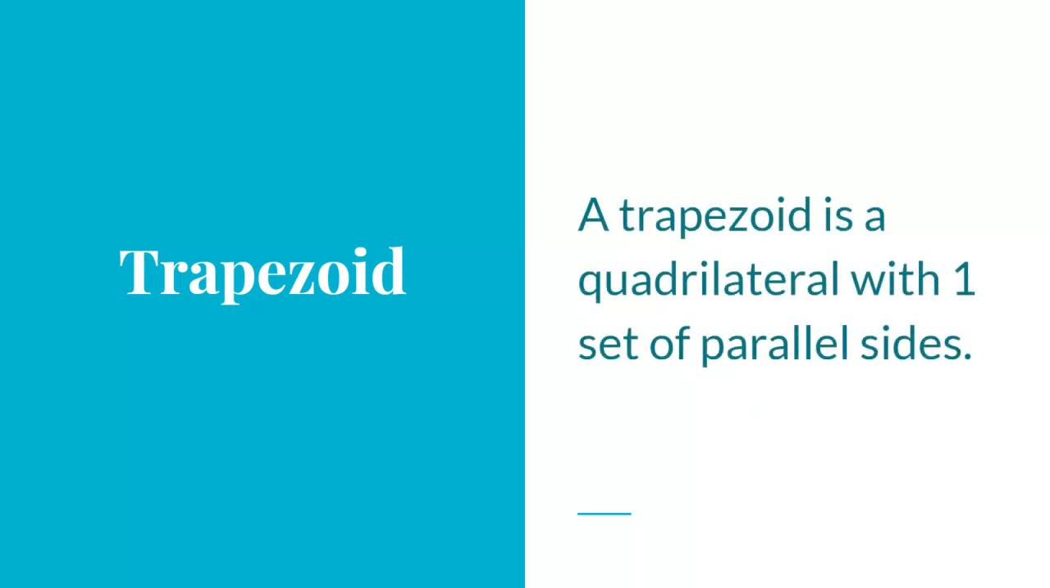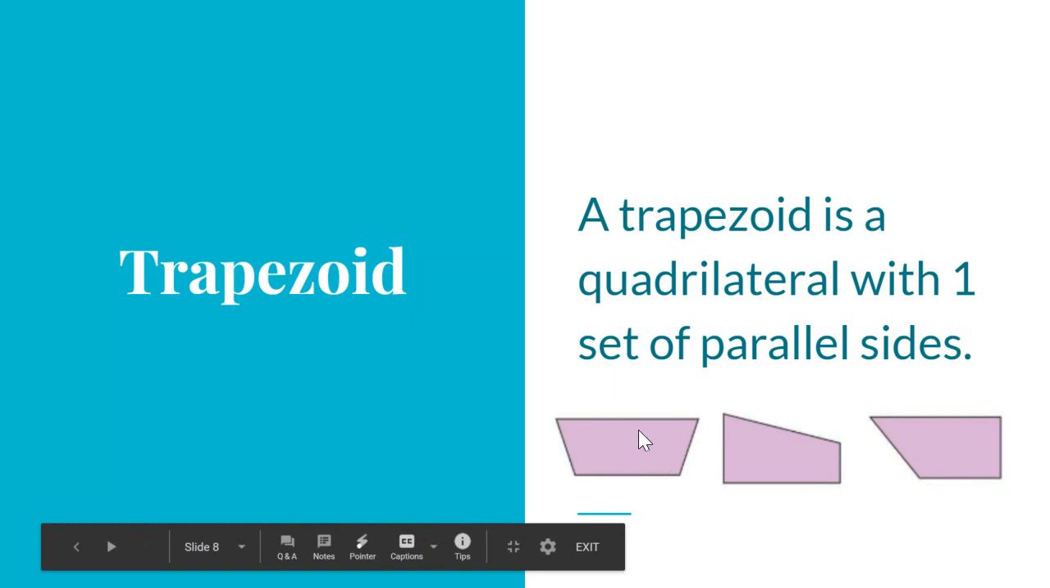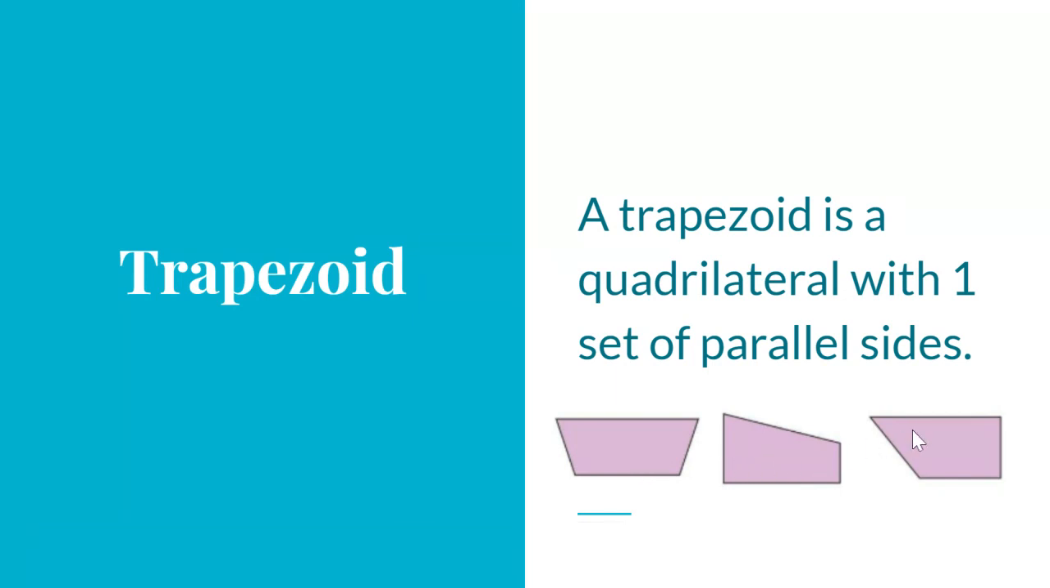And the last type of quadrilateral we're going to talk about is a trapezoid. A trapezoid is a quadrilateral with one set of parallel sides. These are examples of trapezoids because they only have one set of parallel sides. This side is parallel to this side. But these two sides are not parallel. If I kept drawing these lines, they would eventually cross. So these are all trapezoids because they have one set of parallel sides.